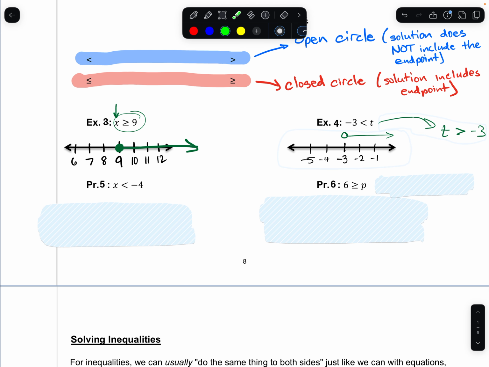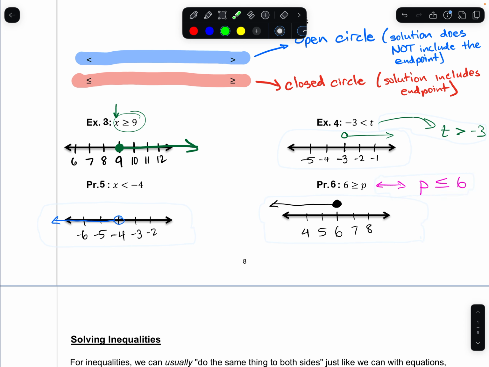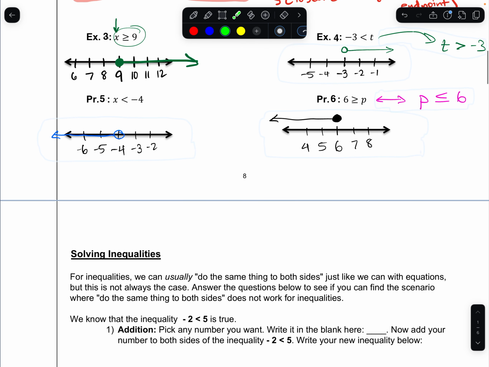Practice problem 5, that's a strictly less than, so we should have an open circle. And we're shading to the left because all these numbers are less than negative 4. In practice problem number 6, we should get something like this. If you want to, switch the order around, make sure the alligator is still eating the 6. P is less than or equal to 6, so we're shading all the numbers less than 6, and we fill in the dot because it could be equal to 6.